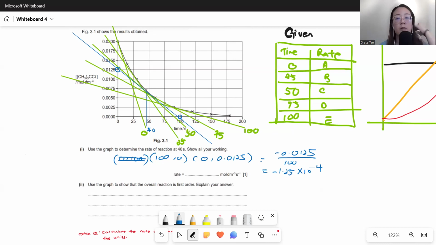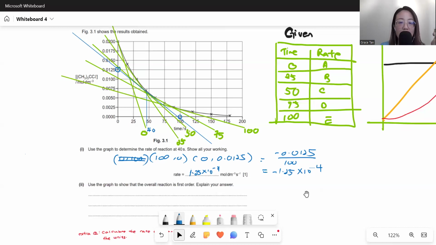Y divided by X gives mole per dm cube per second. The unit is given in the question paper. So I'm going to answer here: the rate is 1.25 times 10 to the power negative 4. Negative or positive is not very important now, because we know it decreases, and decrease means negative.